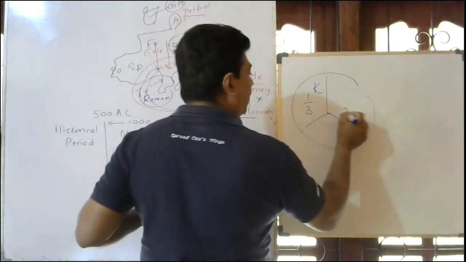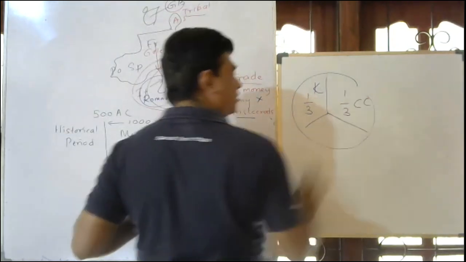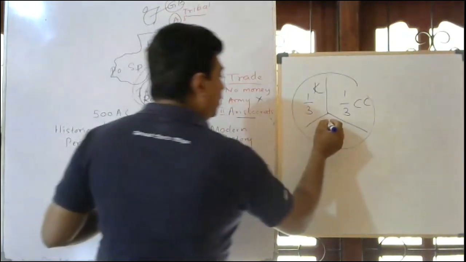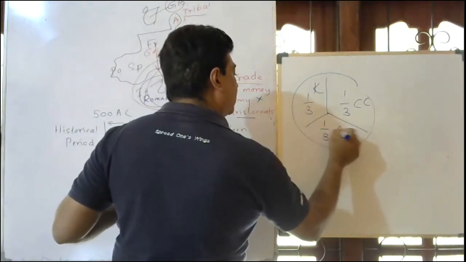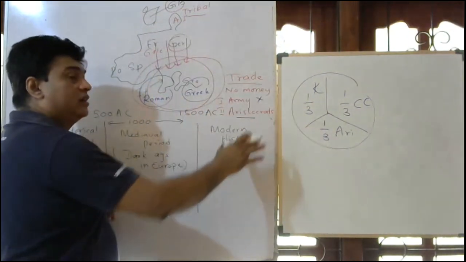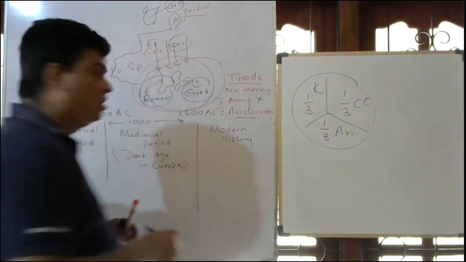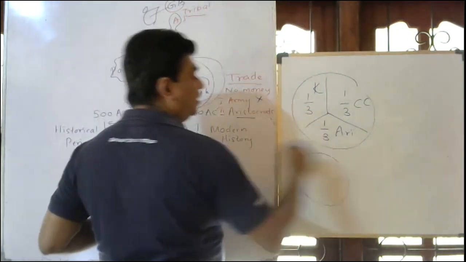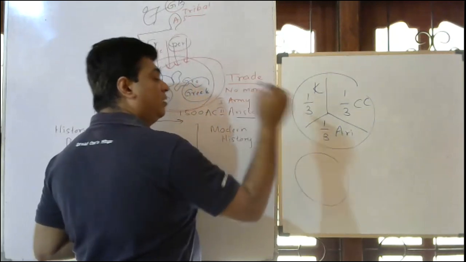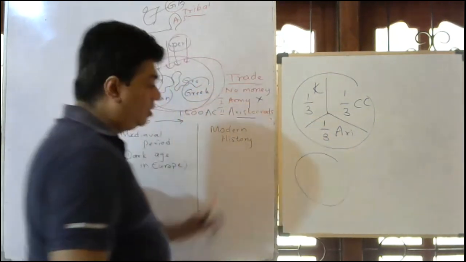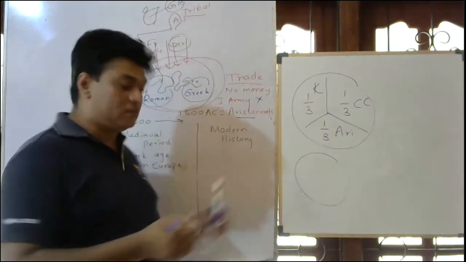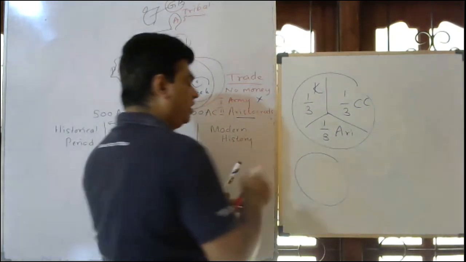The other third was given to the Catholic Church. The remaining third was given to aristocrats, divided among them as large land areas. Now these aristocrats got large land areas. In return for receiving this land, they had to pay a service to the king. This land was the income of the aristocrat.